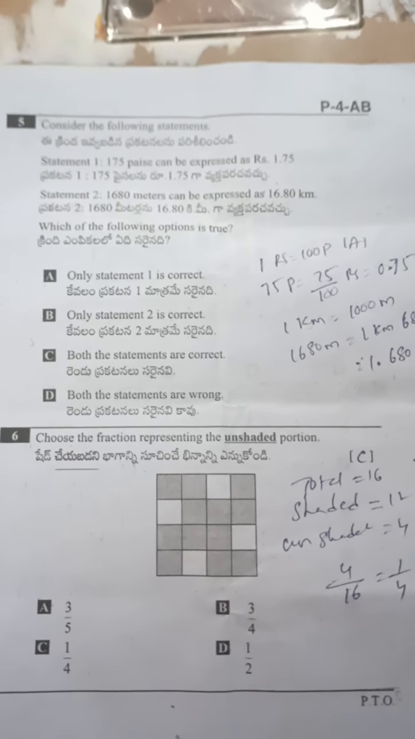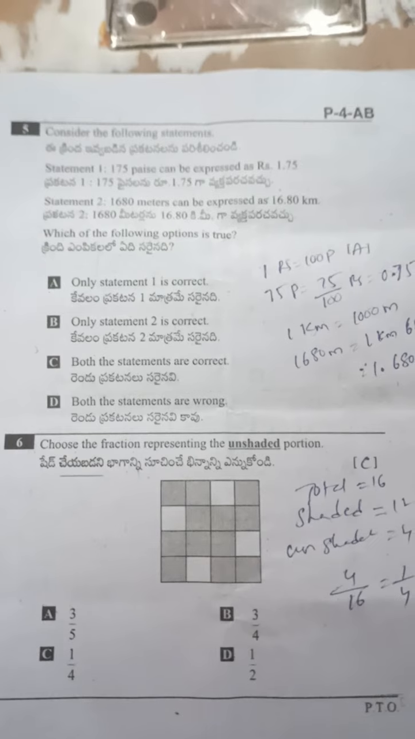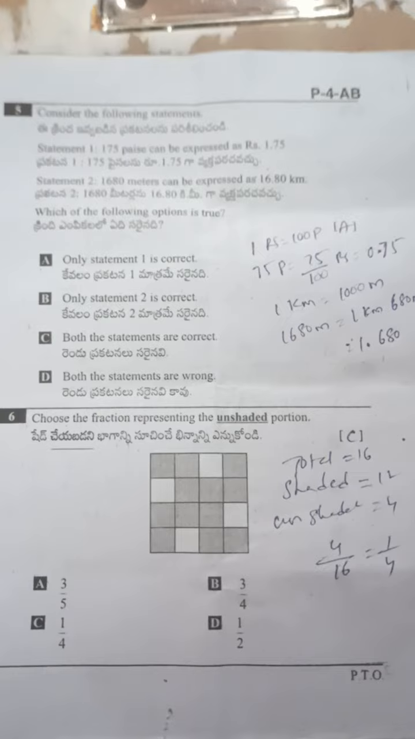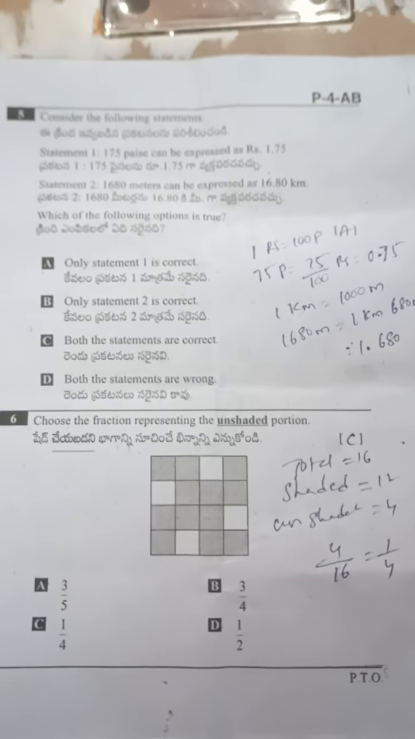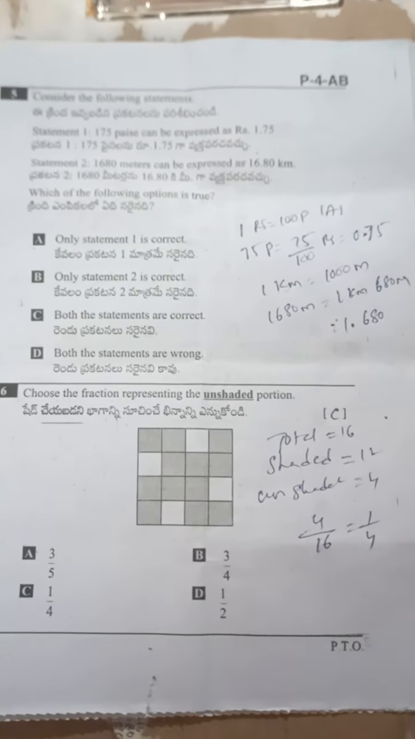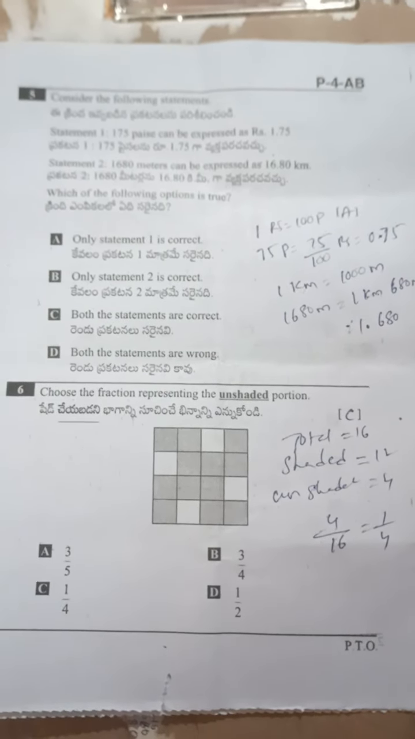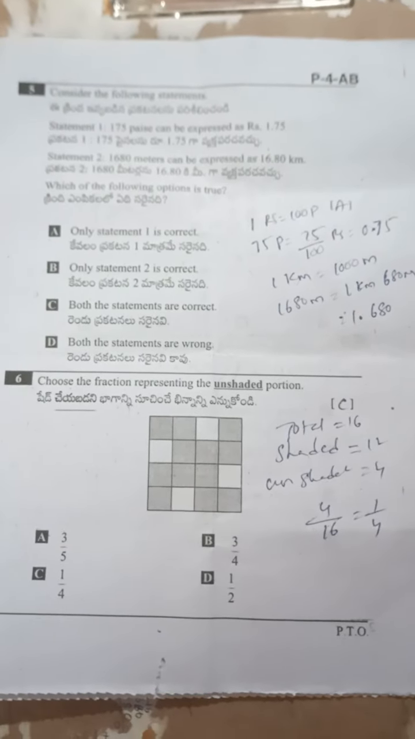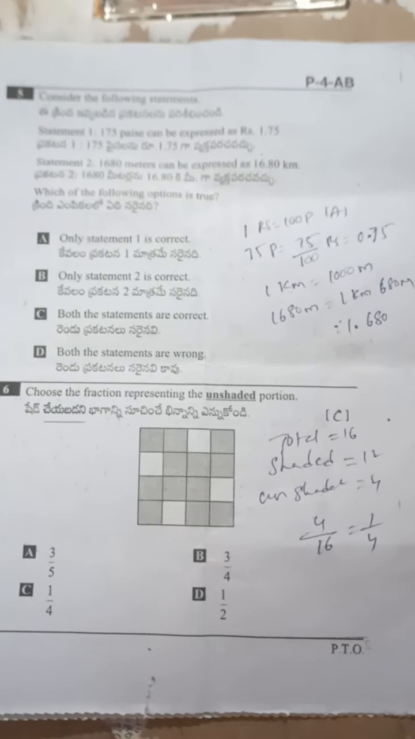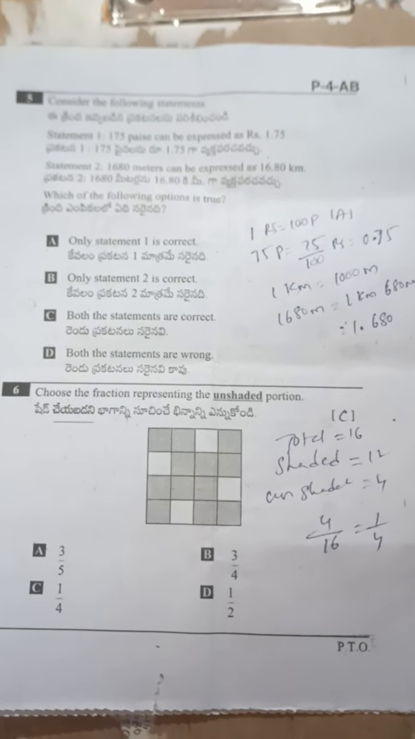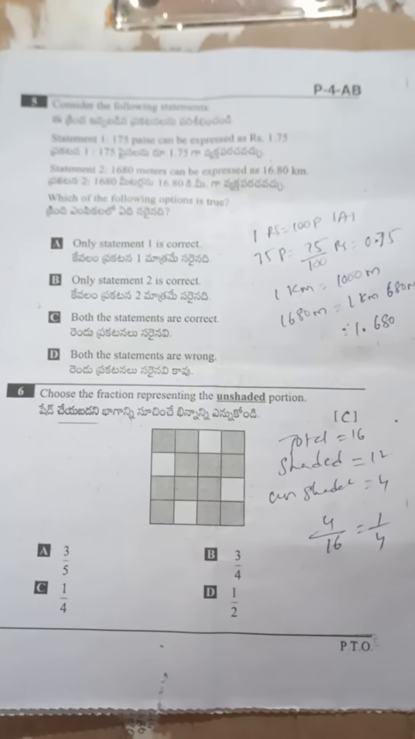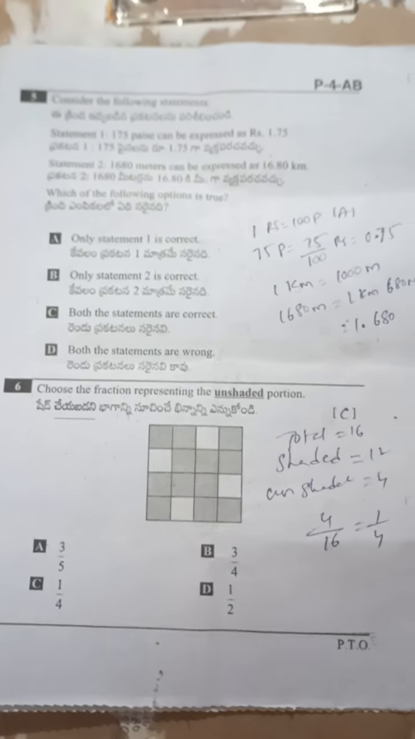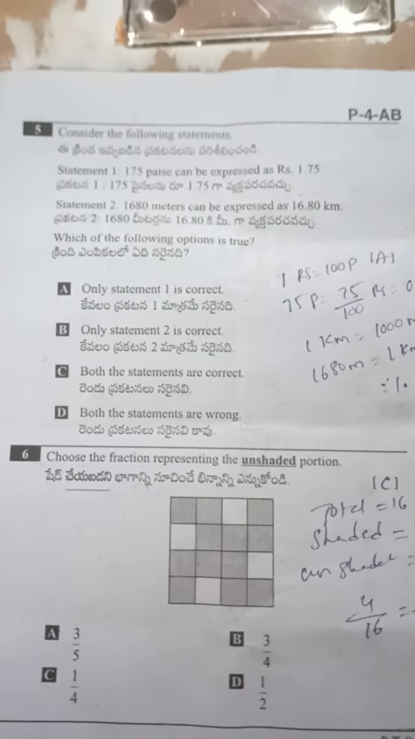Next, consider the following statement. Statement 1. 175 paise can be expressed as 1 rupee 75. So 1 rupee is equal to 100 paise. So 75 paise changing into rupees is 0.75. So 1 rupee 75 paise we can write as 1.75 rupees. Same. Next, 1 kilometer is equal to 1000 meters. So here 1680 meters we can represent as 1.680 kilometers. So what is the correct answer? So statement 1 is correct.